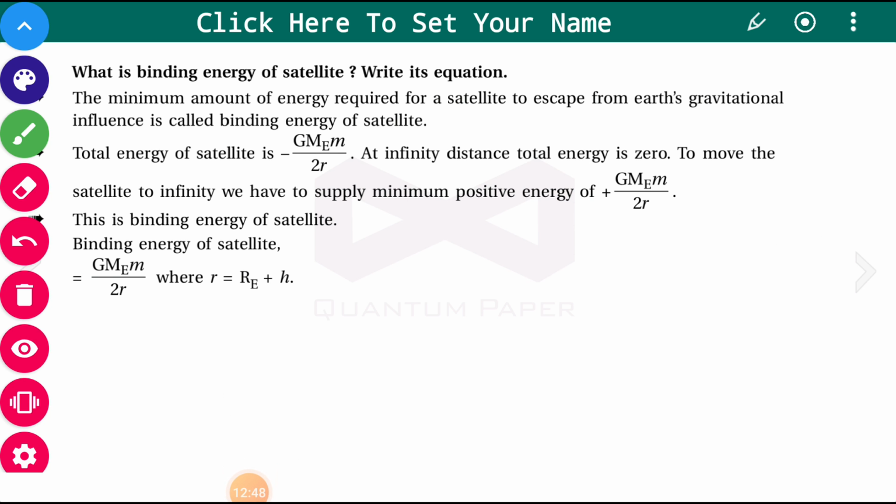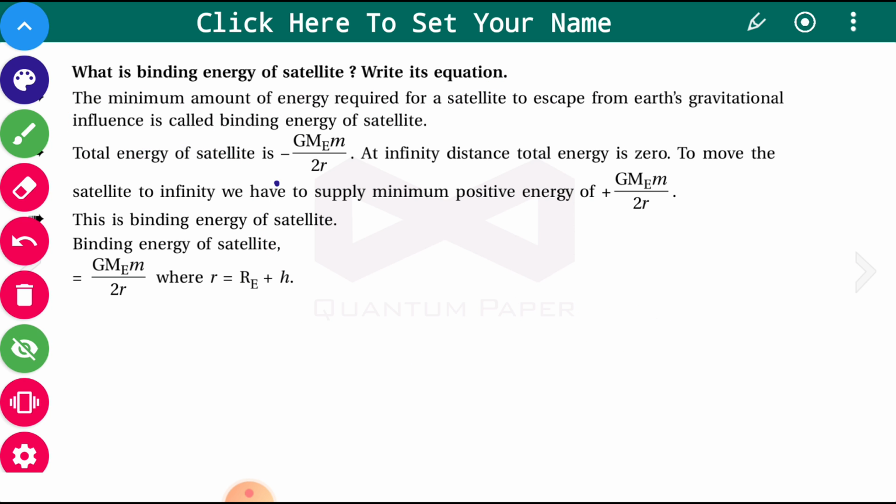Now, what is the binding energy of a satellite? Write its equation. The minimum amount of energy required for a satellite to escape from the Earth's gravitational field, or from the gravitational influence of the Earth, is the binding energy, and we have derived its equation.